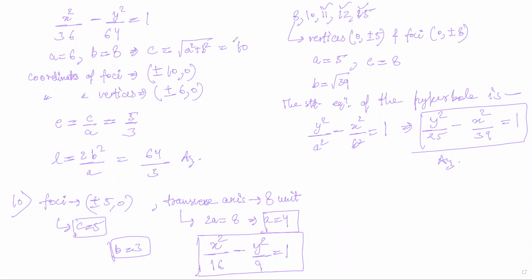What's the value of A? A square equals b square plus c square? No, c square is equal to a square plus b square. So you will get A as 5, because 13, 12, and 5 form a triplet. So A is 5, B is 12. The answer should be y square by 25 minus x square by 144 is equal to 1.